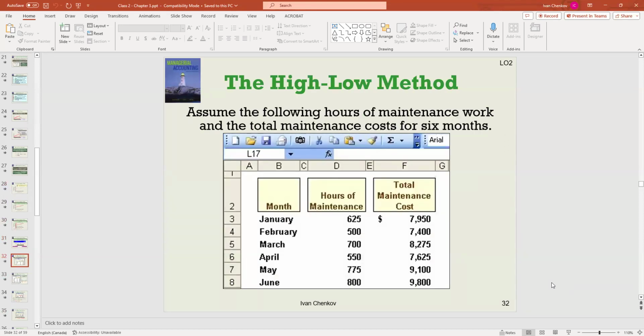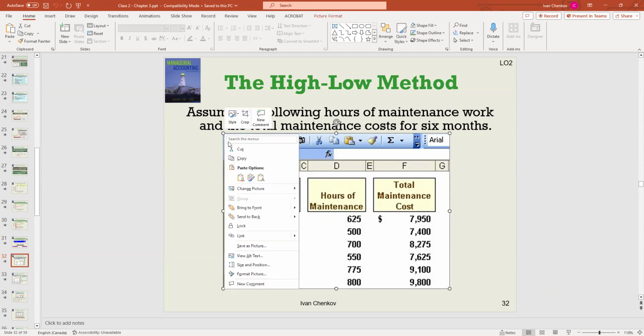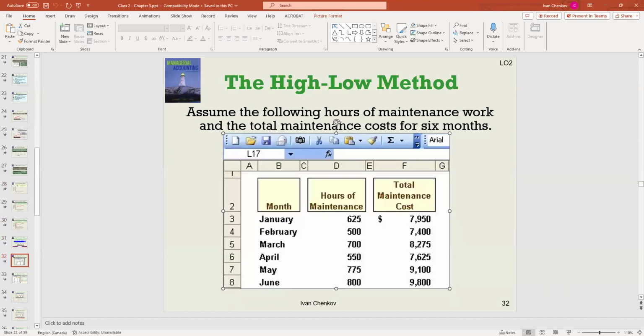Next method is the high-low method. This method I want you to know because this one is examinable. So what I'm going to do is flip to the Excel spreadsheet. I already copied this chart. We're going to go over the Excel spreadsheet, and later on, we're going to come back to the slides.